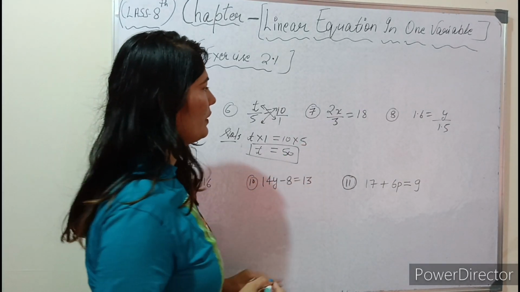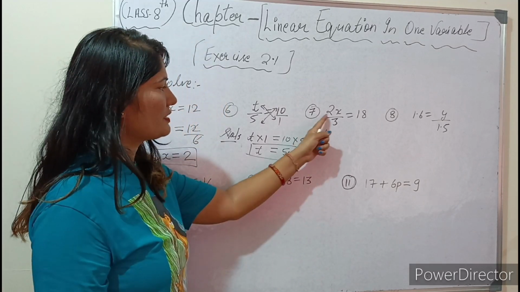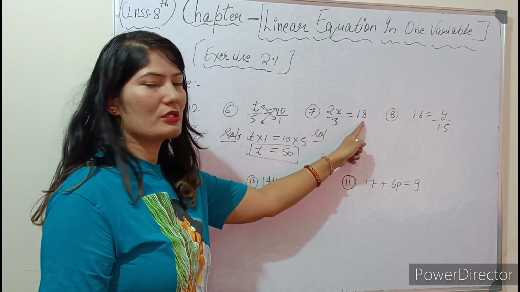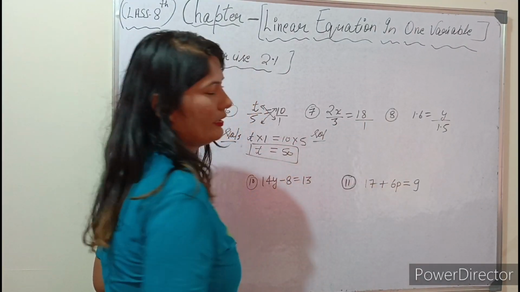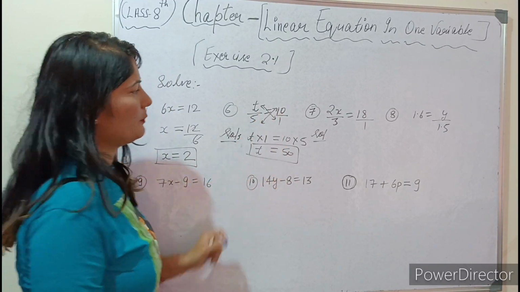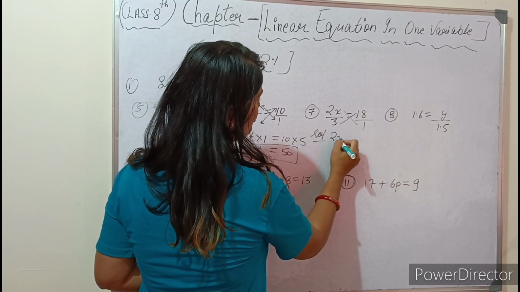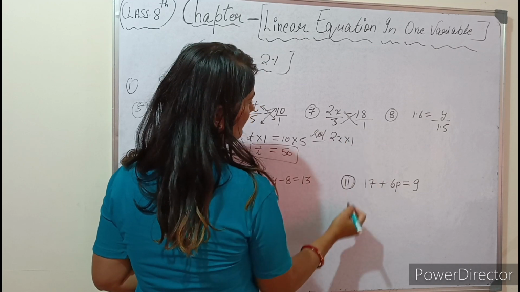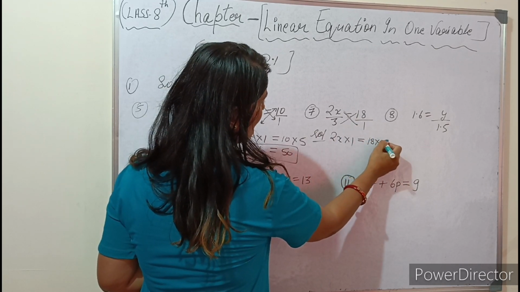Moving to seventh part. So here again you will see this 2x by 3 is in the form of fraction. So try to write 18 also in the form of fraction. So we can easily write 18 by 1. Right. Now again follow the same step. Do the cross multiplication. So 2x, see the arrow, 2x multiplied by 1 is equals to 18 multiplied by 3.